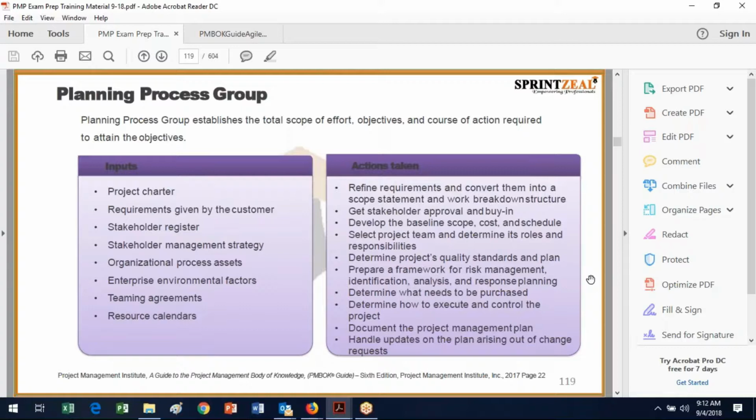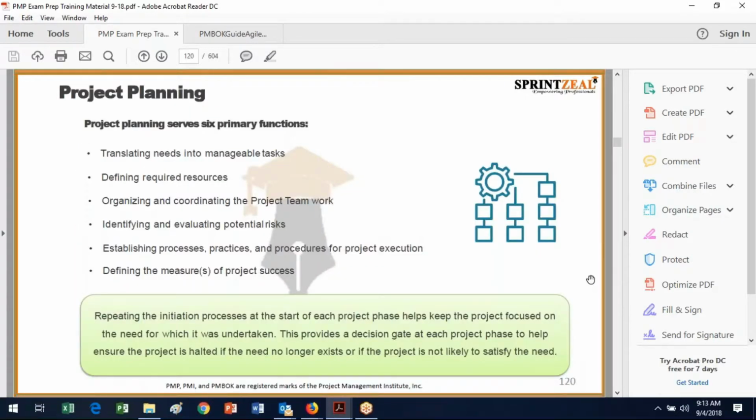Again, we want to have a framework for risk management, identification, analysis, and risk response planning. And again, that'll be talked about much later. But as a knowledge area, it's not temporally later, it's just the order that PMI thought of these knowledge areas. Okay. Again, we need to determine what needs to be purchased, how to execute and control the project, how to document the project management plan, and handle any updates arising out of change requests. And remember, we've got to have a well-defined change control process so that everyone is singing from the same sheet of music. Okay, so project planning.